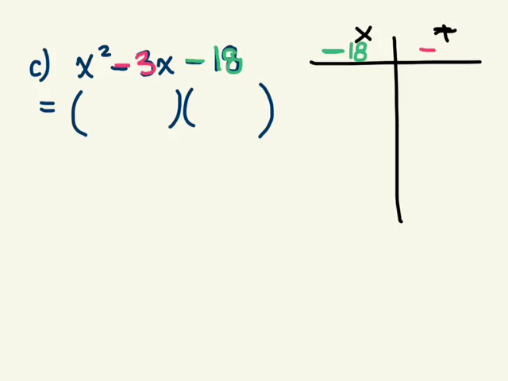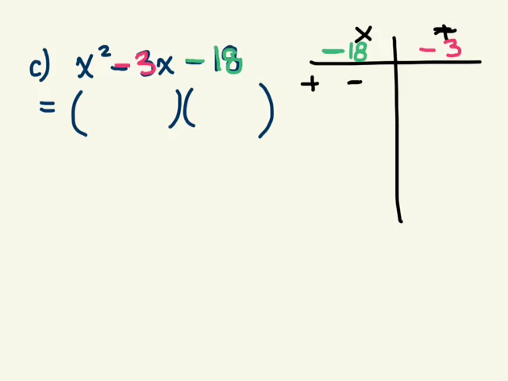Negative 3. Well, two numbers that multiply to give us negative 18. What's the only way you can result in a negative? A positive and a negative, okay? So we know that the two numbers have to be, one has to be positive, one has to be negative, because it has to multiply to give us a negative.